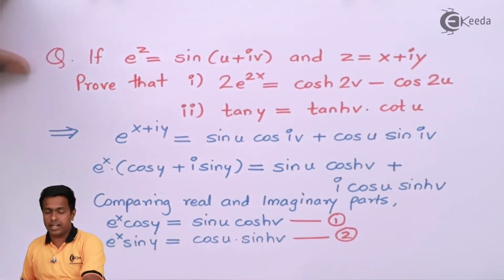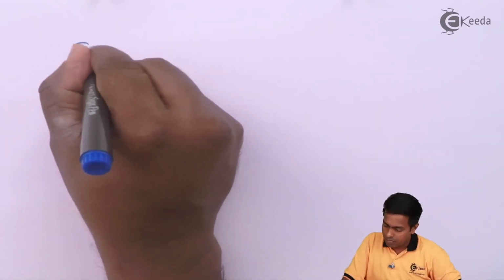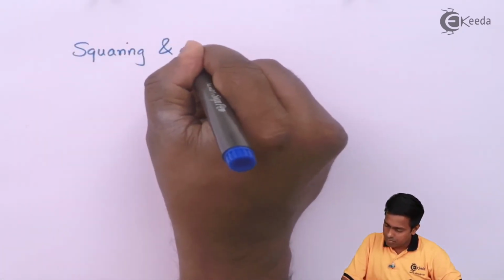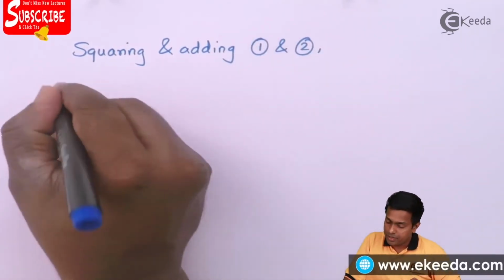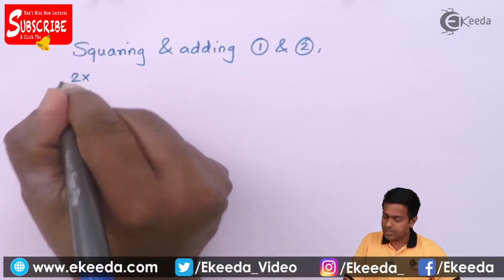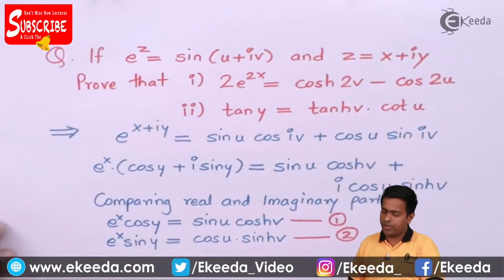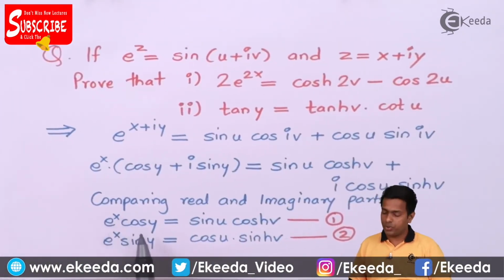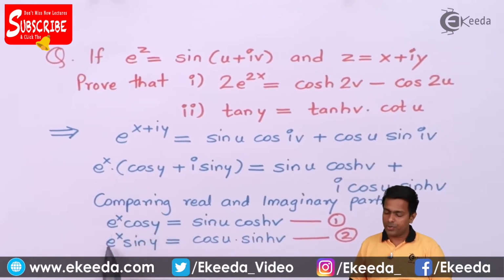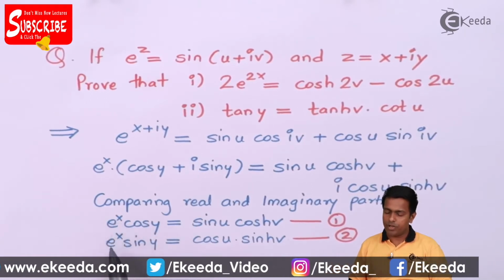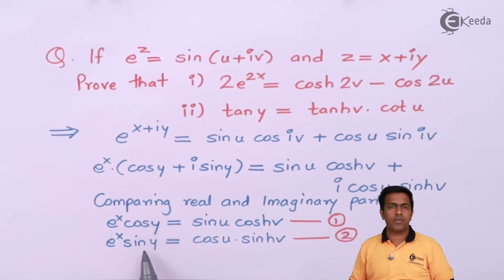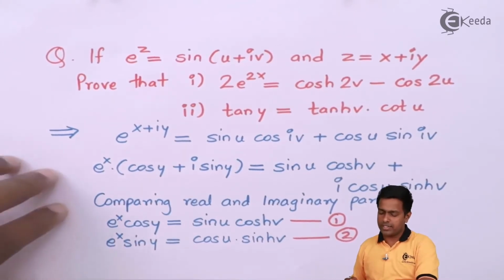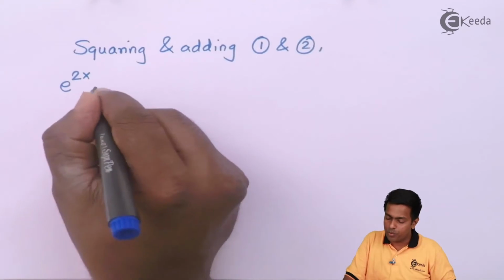So by squaring and adding, we will get e to the power 2x. See, if I square it, here I'll get e to the power 2x into cos square y, and here I'll get e to the power 2x into sine square y. Then if we add it, e to the power 2x will be common, and in the bracket we will get cos square y plus sine square y, which will be 1. So it means we will just get e to the power 2x.